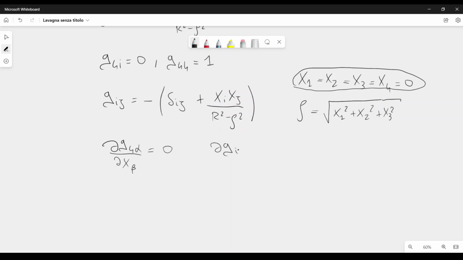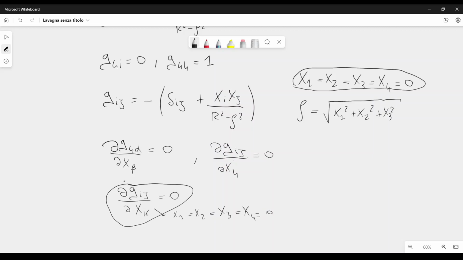Then we get the derivative of g_ij with respect to x4 is also equal to 0 if you check the expression for the metric tensor, and i and j here can be 1, 2, and 3. The derivative with respect to x4 is 0 also for g_αβ in general, because g_4α or g_44 are constant, so if we take the derivative, of course, it is still equal to 0. Then we also have the derivative of g_ij with respect to x_k equal to 0 at the point x1 equal to x2 equal to x3 equal to x4 equal to 0.